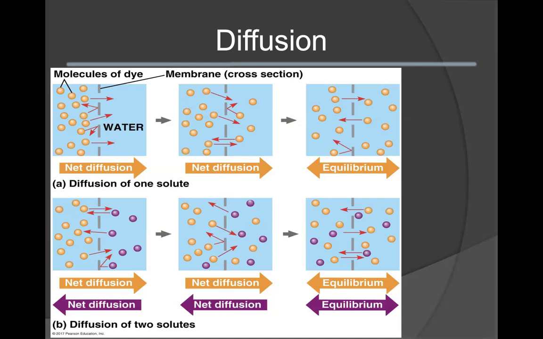We can also have the use of a carrier protein, and a carrier protein can open or close to allow for these molecules to pass through, as opposed to a channel protein that simply remains open. Once again, we have the movement of the molecules from an area of high to low concentration.